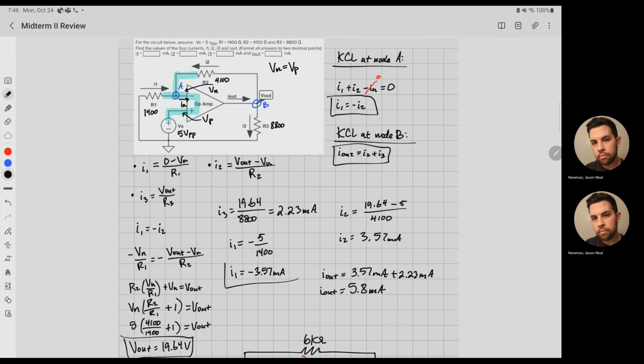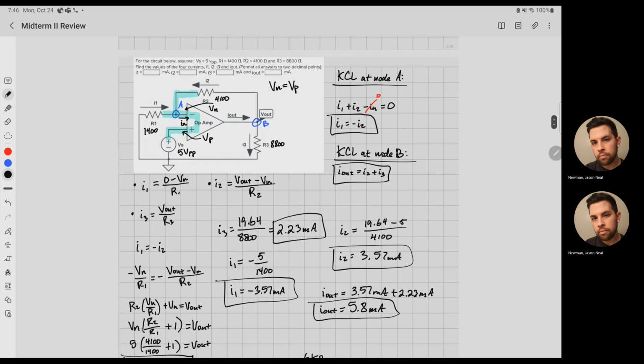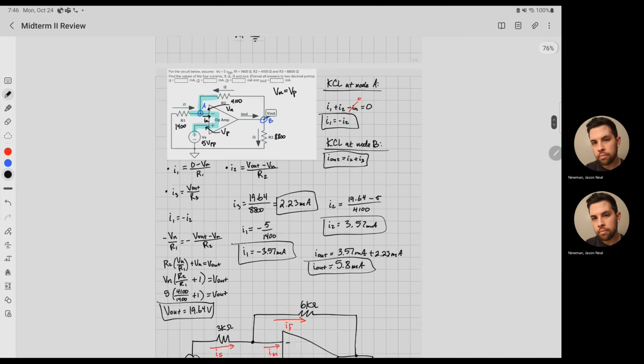Okay, so now we have all of our currents: I1, I2, I3, and then I out. And we solved for V out along the way. So hopefully that was a pretty helpful problem there. And let's just move on to the next one.